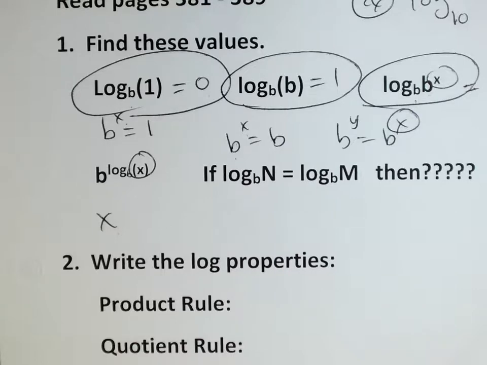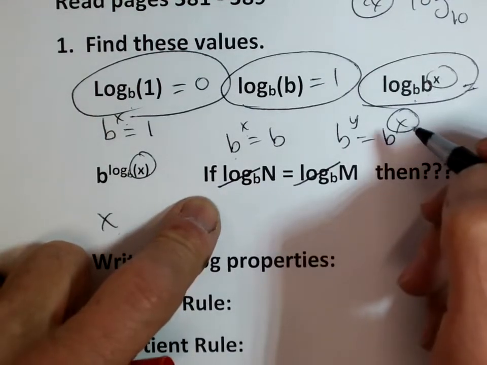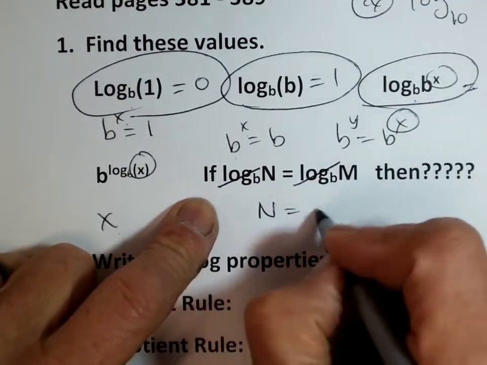Let me erase all this mess. And then finally, it's just really easy. These two have to equal. You've got the log base b of n, log base b of m, then obviously n has to equal m. You're not really supposed to just cancel them out, but let's just cancel them out and say, then n is equal to m, okay?